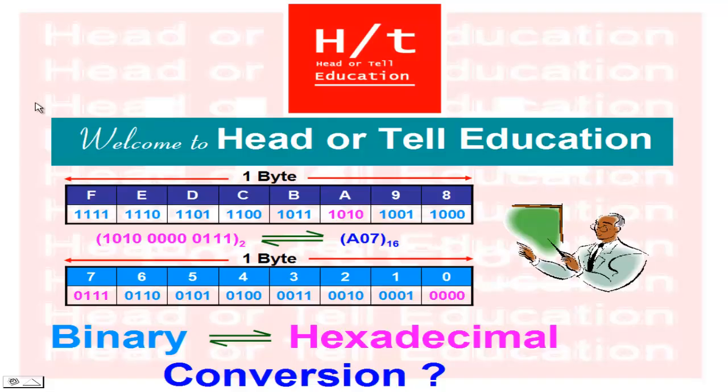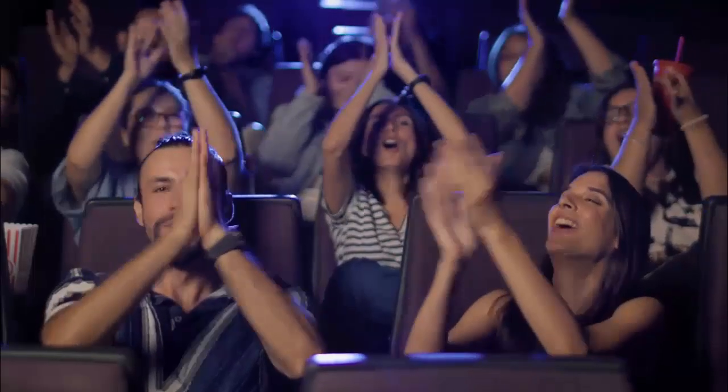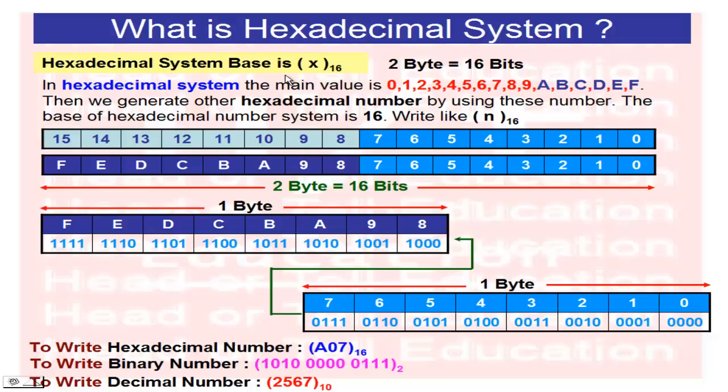Today our topic is binary to hexadecimal conversion or hexadecimal to binary conversion. So first we check what is the hexadecimal system. The hexadecimal system base is 16, and we represent it like a bracket with x inside and the base outside.